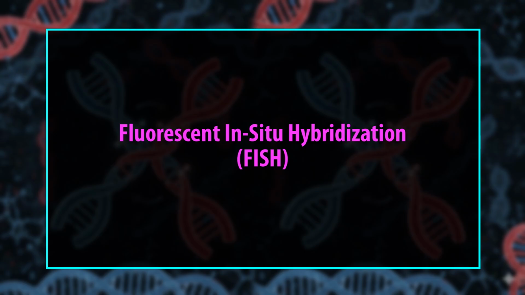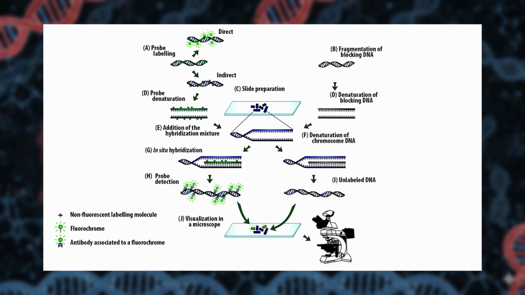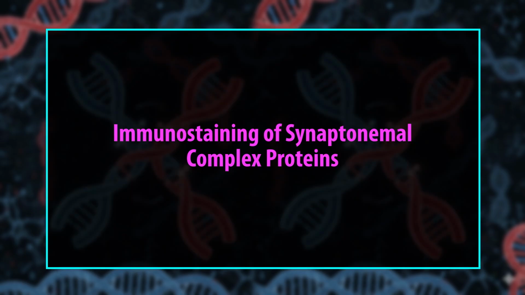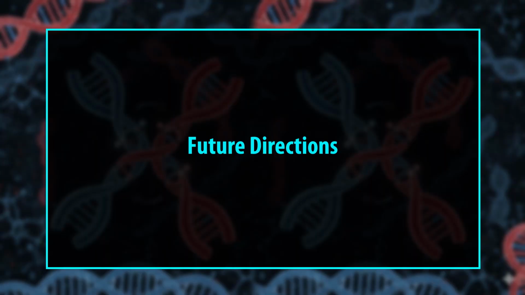Fluorescent in situ hybridization. Fluorescent in situ hybridization techniques label DNA sequences, allowing visualization of gene locations and crossover events. Immunostaining of synaptonemal complex proteins. Modern cytogenetics uses antibodies against SC proteins to track recombination sites. Future directions. CRISPR-based mapping, targeted genome editing to introduce recombination sites. Single-cell sequencing, tracking crossovers in individual gametes.